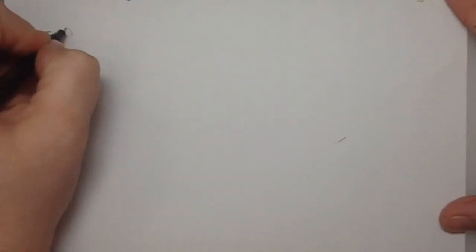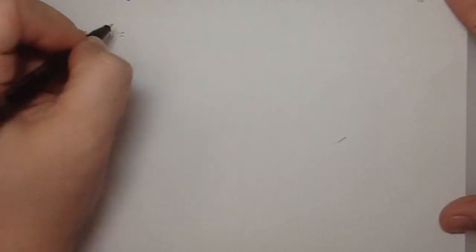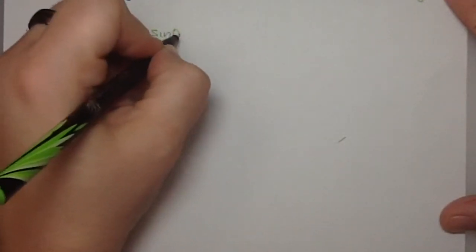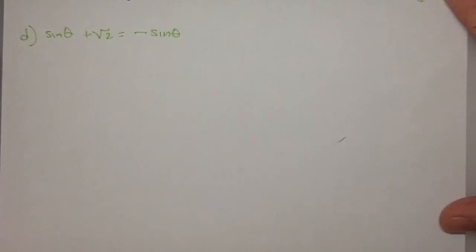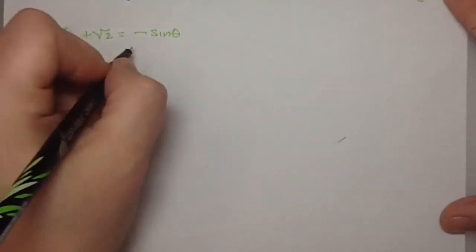So problem 3D asks, well, what if the sine of theta plus the square root of 2 equals the opposite of sine of theta. All right, so we're getting a little tricksy here. We're going to add the sine of theta to both sides.